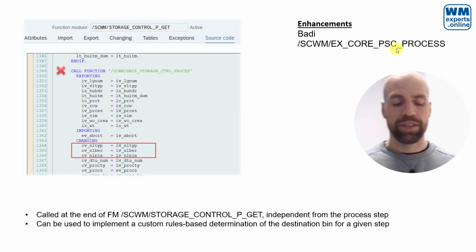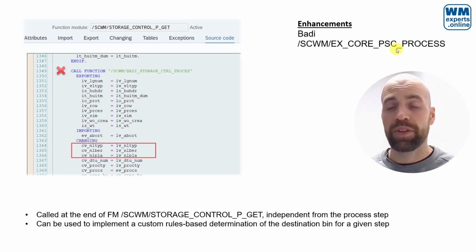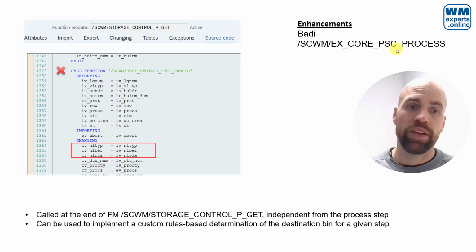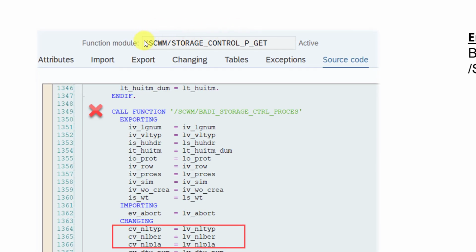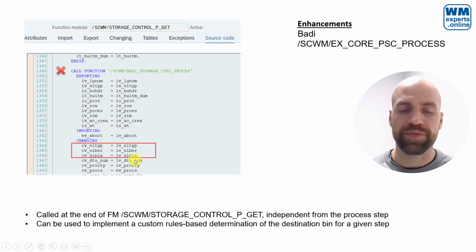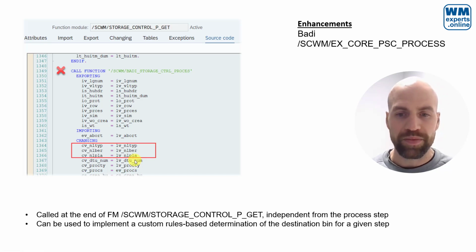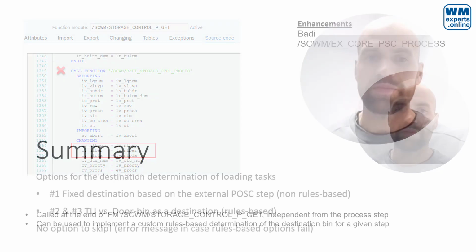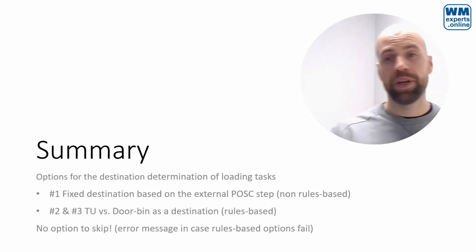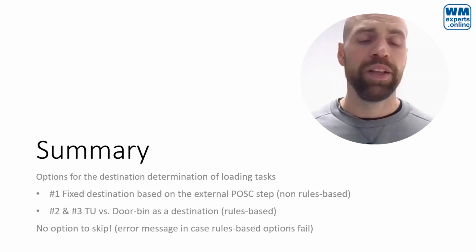Second option, and again, for those of you who have seen the other tutorials on my channel for the process-oriented storage control, there is a BAdI that is being called at the end of this function module storage control PGET. And with this BAdI, you can basically overrule and overwrite whatever is being returned from the standard logic, either the bin or the TU, whatever you would like to change. And this is independent from the process step and can be used also for the loading. With that, we are already at a point where I would like to close this video.